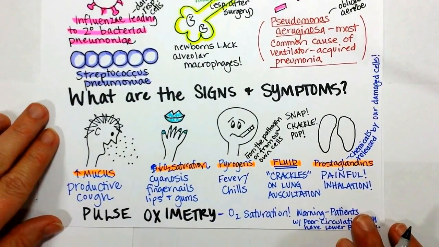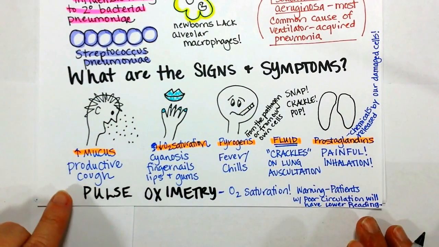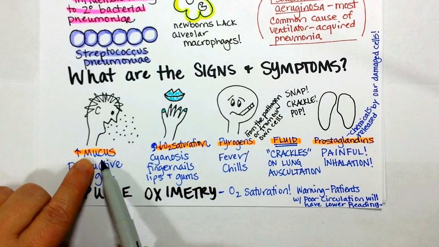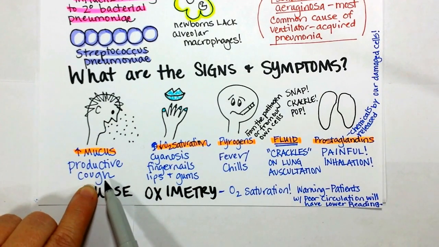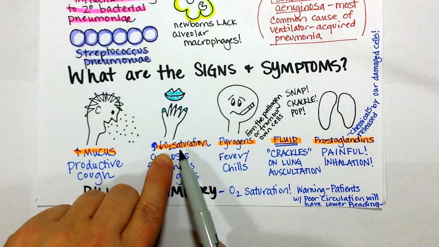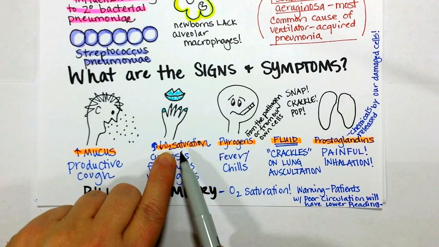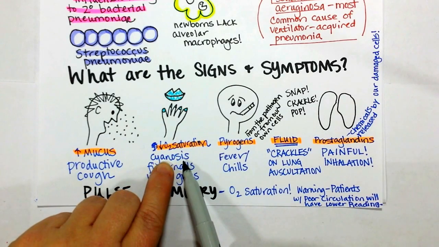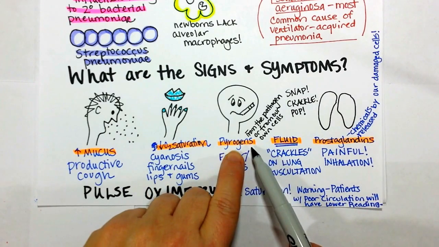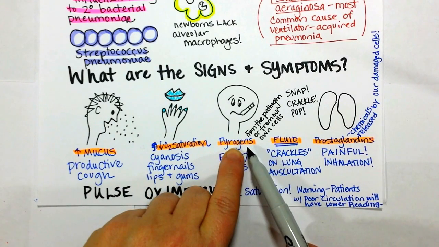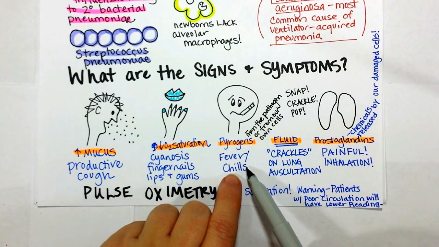Okay, then I went over 5 signs and symptoms of pneumonia. One is because of the inflammation, there will be increased mucus production in the airways, resulting in a productive cough. Number 2, because of the fluid-filled alveoli and impeded gas exchange, there is decreased oxygen saturation that may be visible by cyanosis in the fingernails, lips, and gums. Third, pyrogens may be released from the pathogen or from our own cells. Those will cause our hypothalamus to reset the thermostat and cause a fever.